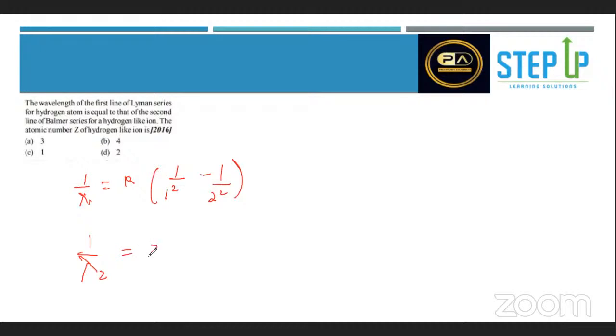So for the hydrogen-like ion, I consider Z square, I leave it there, and then 1 by... because it's a Balmer series, n1 starts from 2. And this is the second line of the Balmer series, so it has to be 2 to 4. Because the question says that lambda 1 is equal to lambda 2, we can write it as what?